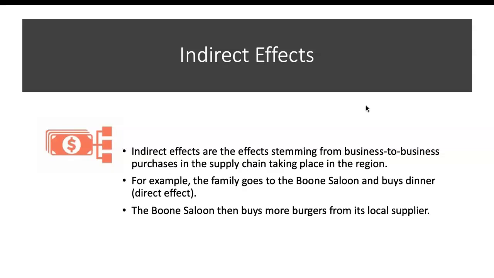Those direct effects, that initial injection of money, then kickstarts this spending chain through the economy. One part of that spending chain is called indirect effects. These are effects that stem from the business to business purchases as part of the supply chain that's within the region of interest. So, for example, if part of the direct effects is that the family traveling to Boone to go to the bike park stops by the Boone Saloon and buys dinner for the family, say they spend $200 on dinner, again, that's a direct effect. But then in turn, that provides an injection of spending and output for the Boone Saloon. They then turn around and spend some portion of that on, let's say, burgers from a local supplier. So the spending chain continues, and technically that's a business to business purchase, so it's an indirect effect.